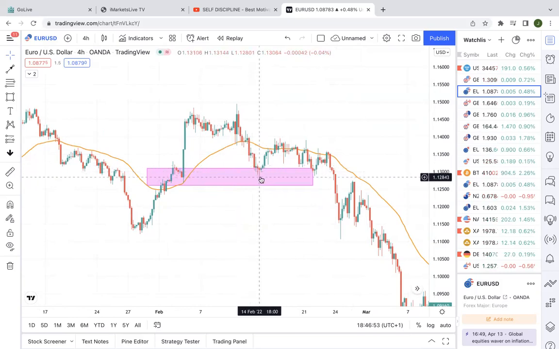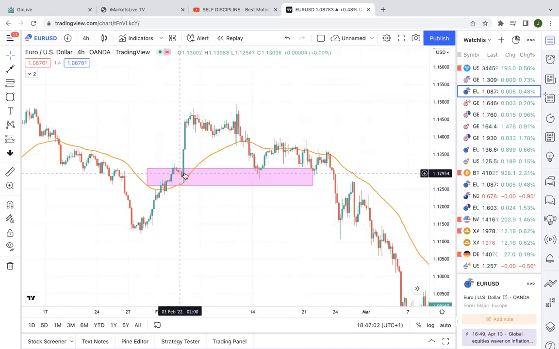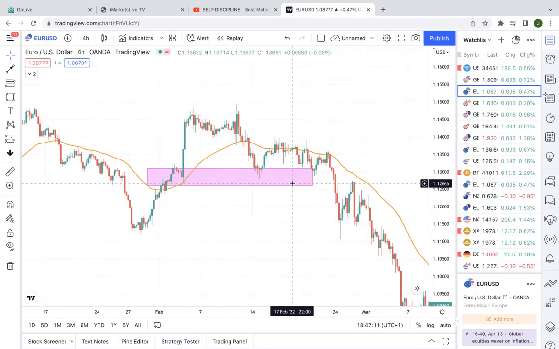Once again, the supply and demand zone comes back in. It didn't go all the way up, but it went up a little bit, right? But rally, base, rally. What you got to understand, guys, is this is a 4-hour chart.